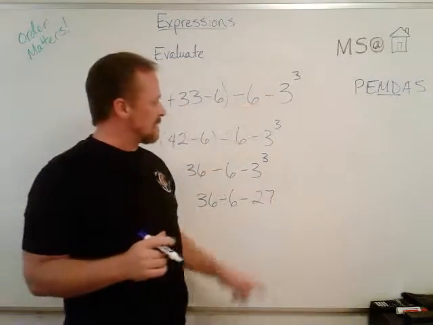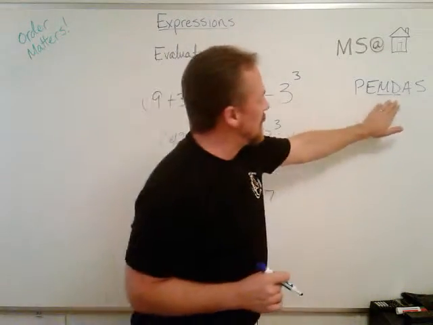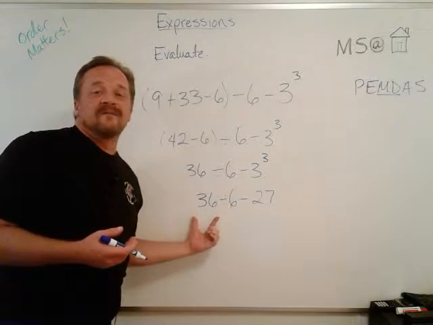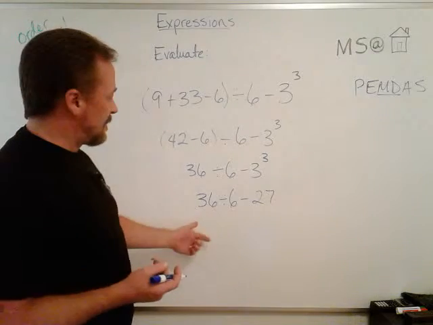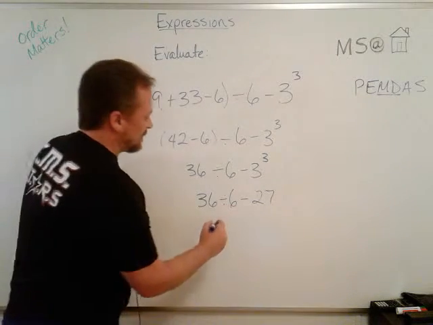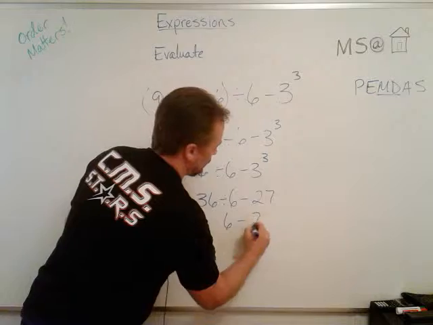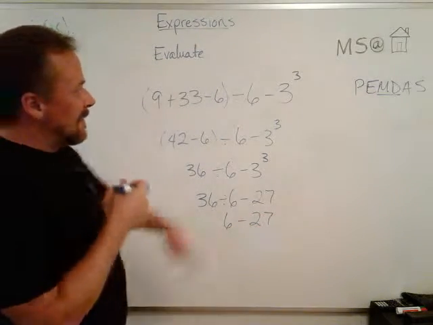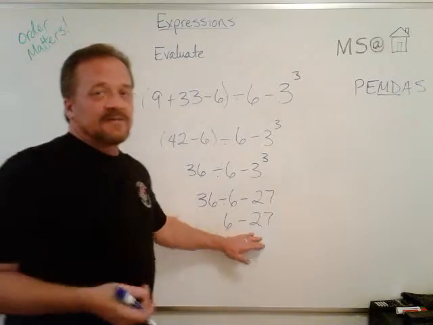Okay, we're done with the E part now. Move on to the MD. Any multiplication? No, but it doesn't matter anyway because at the very left is division, so we'll do that first. 36 divided by 6 is 6. And then rewrite what I haven't changed over here. And then I only have one operation left, and that's subtraction.